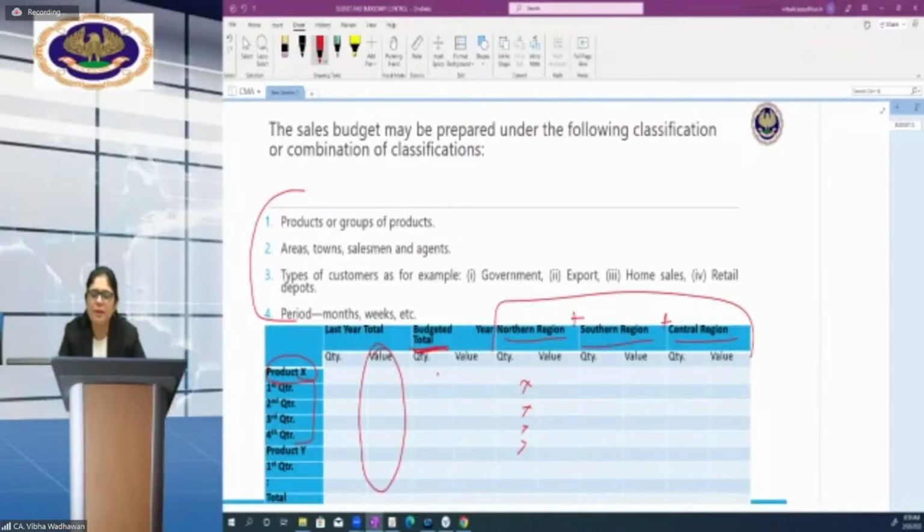We can make this format depending upon how the management wants the information. If the management wants the sales budget region wise, we can make it. We can make it product wise also, customer wise also. We can make a different sales budget for government, for export, for domestic, for retail, or month wise, quarter wise, week wise also. It depends upon how the management wants the information in the budget, so accordingly we can change the sales budget. I hope you've understood this.